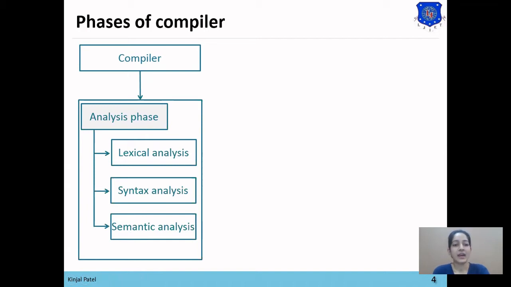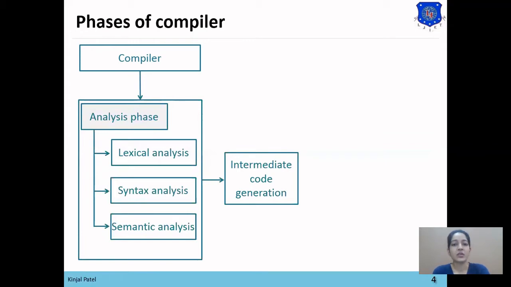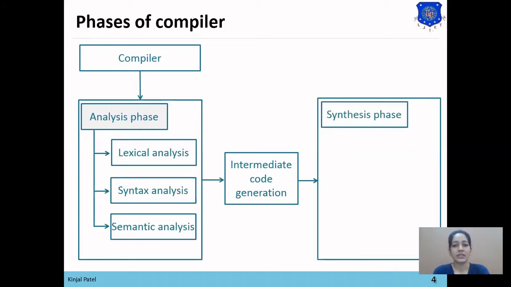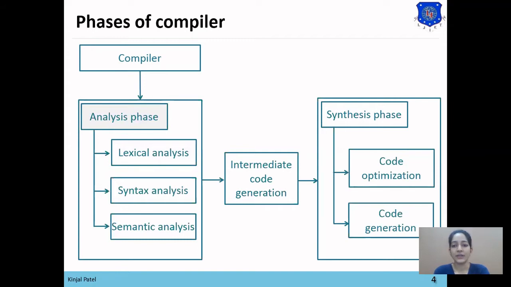Then the output of all these three subphases is passed to the intermediate code generation, which is our fourth phase. So intermediate code generation will generate one intermediate form from the output of these three subphases. So intermediate form is an error-free code. Now that intermediate code will be passed to the synthesis phase. So synthesis phase has two subphases. First one is code optimization and second one is code generation.